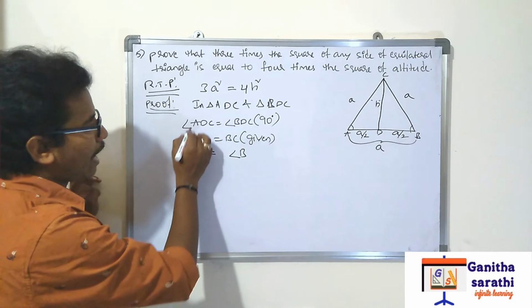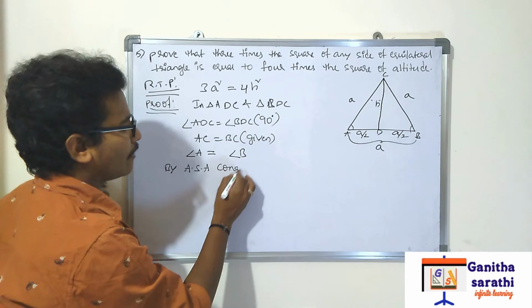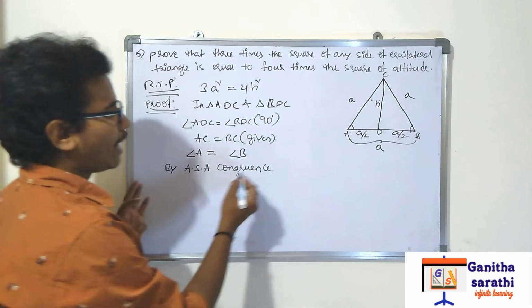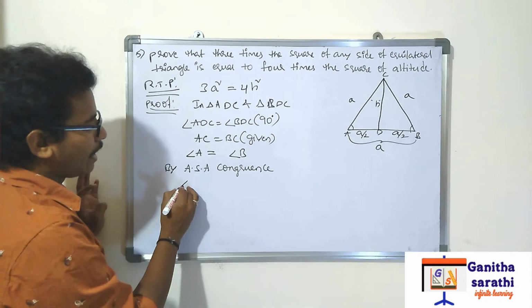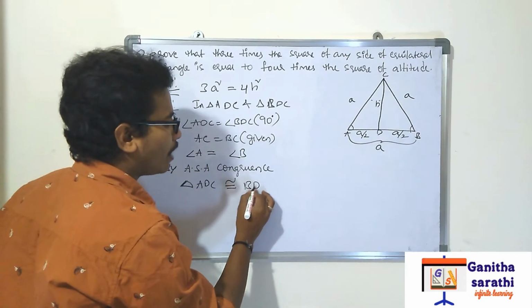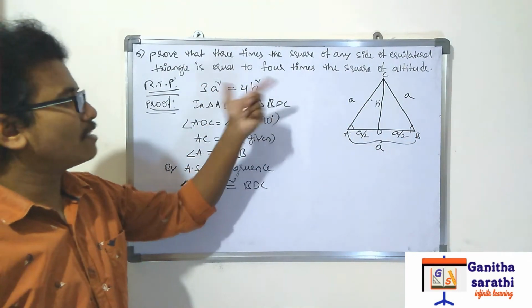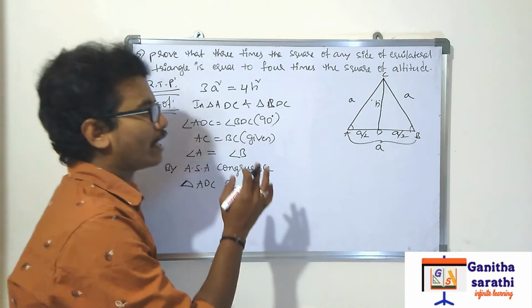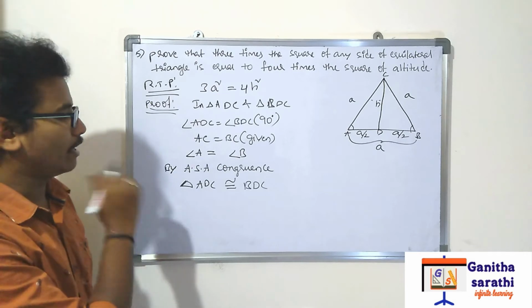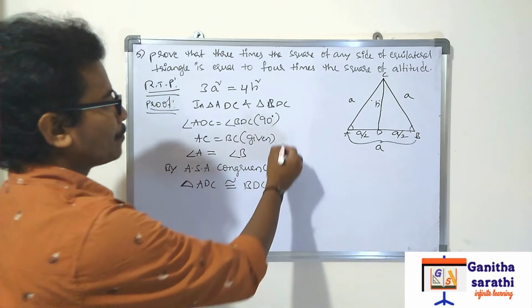So what we are taking is angle side angle. By angle side angle congruence, you can write it anywhere. By angle side angle congruence, what you can say is triangle ADC is congruent to triangle BDC. Why are we proving this congruence? Because we should take any one of the triangles for proving 3a square is equal to 4h square. So you can take any triangle. Why can we take it? Because they are equal, which means they are congruent. Triangle ADC is congruent to triangle BDC. This is over.